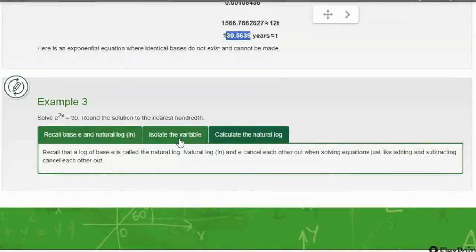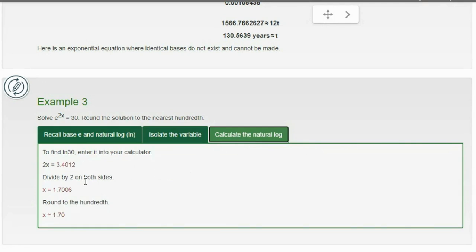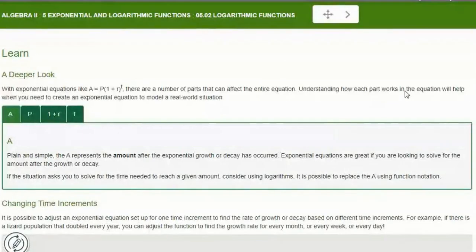We call that the natural log. So you rewrite it as natural log 30 equals 2x, and we get 1.70 when we divide by 2. All right, that's not too terribly hard. You just have to make sure step by step you're not doing something wrong.